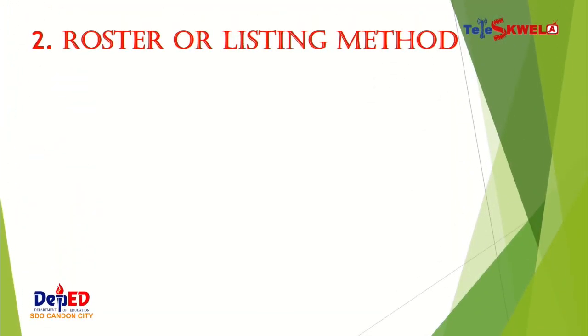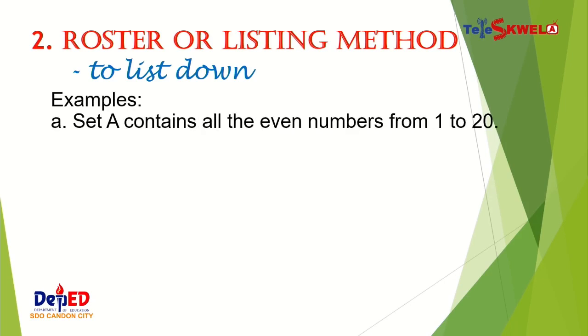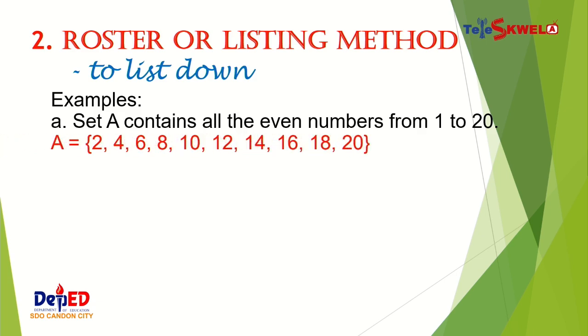The second way to describe a set is the roster or the listing method. It is a method wherein you list down all the elements of the given set. Examples: set A contains all the even numbers from 1 to 20. So what are the elements of set A? Set A is a set that contains the elements 2, 4, 6, 8, 10, 12, 14, 16, 18, and 20.